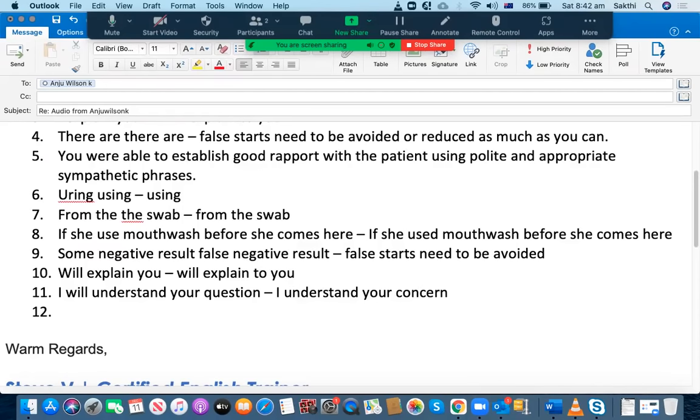Remember that. Okay. Use the phrases according to the situation. For example, if she tells something that shows her anxiety or worry, it's better to say, I understand your concern. I can definitely imagine how concerned you are. Do you understand? It's better to use those kinds of phrases instead of saying, I will understand your question. Is it clear with you? Yes, sir. Okay. Let's continue now.